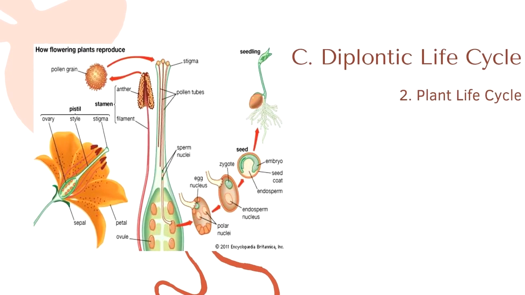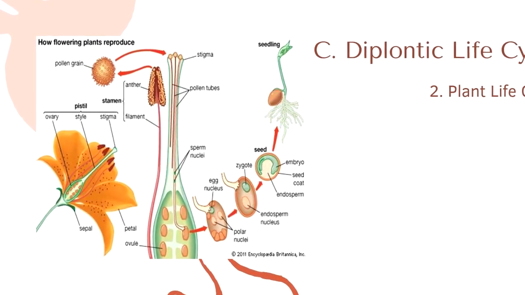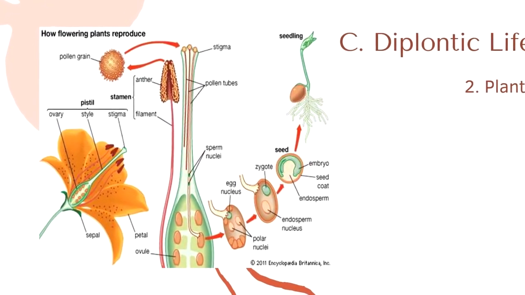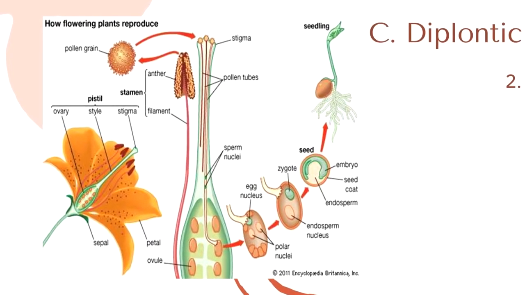What we observe when we imagine a plant is the diplontic stage because it is the dominant stage. So the leaves and the flowers that you see are actually diploid cells. Therefore, angiosperms or flowering plants are also considered to have a diplontic life cycle.